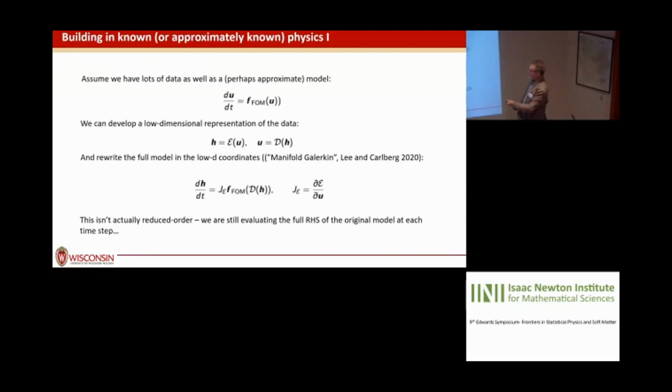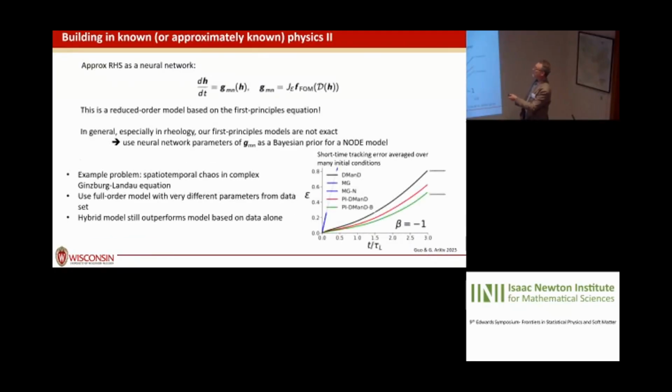But you take data for this and you can learn a neural network, essentially a neural network for the vector field. And then you can use that, actually what works best is using that as a Bayesian prior for a model that's also adapting to your data. All right. We haven't done this yet for this rheology problem. We've looked at it for some spatiotemporal chaos problems.